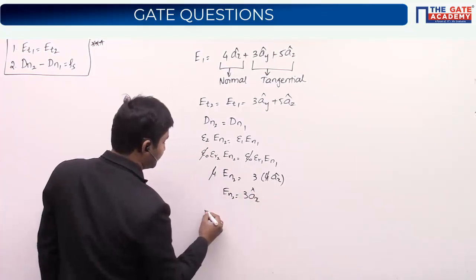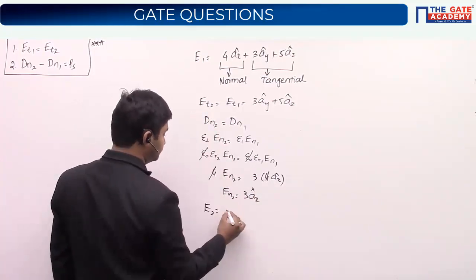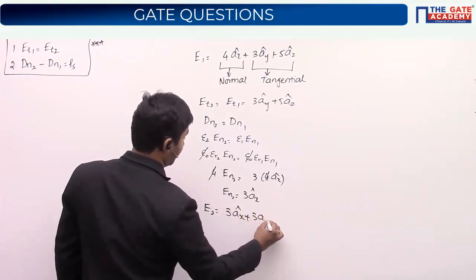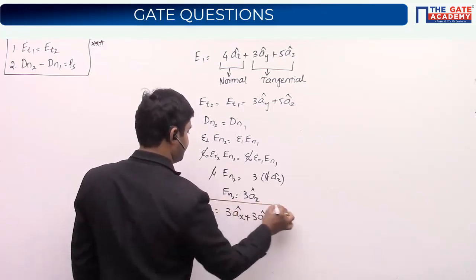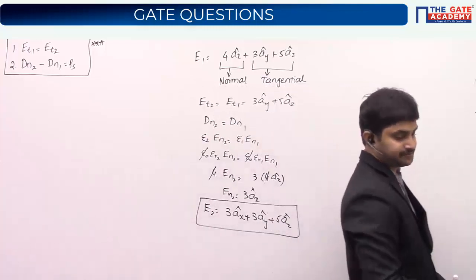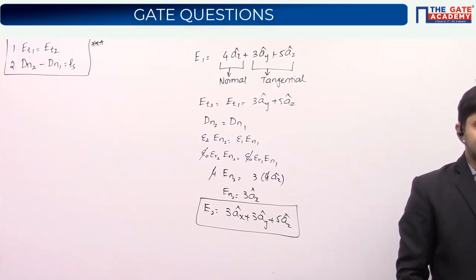So totally the value of the electric field is the sum of En2 and Et2. So it would be 3ax plus 3ay plus 5az. So this is the value of the electric field. So option C is the correct answer.